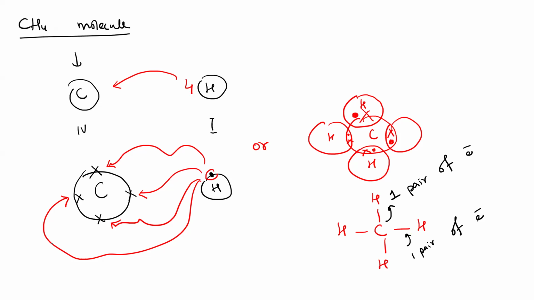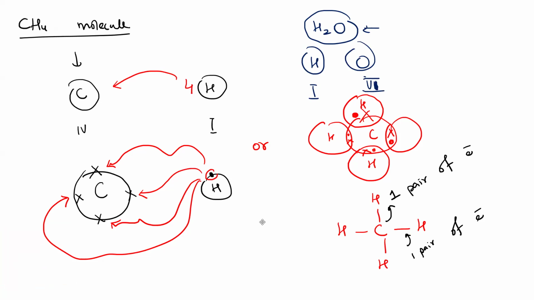Okay. Now, following the same analogy, what I want you guys to draw for me is how you would work out the H2O molecule if hydrogen is from group 1 and oxygen is from group 6. So draw this structure and send the answer to me on my WhatsApp.